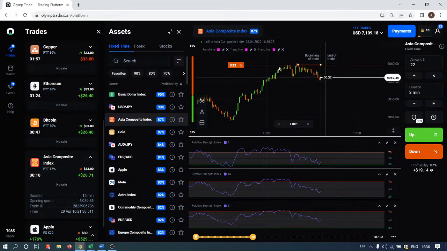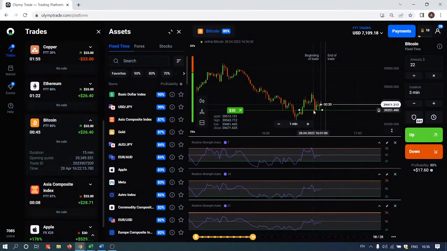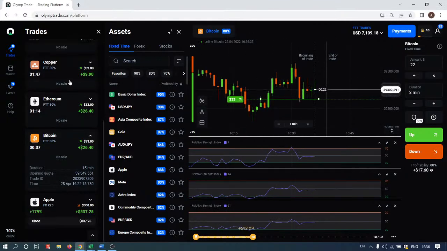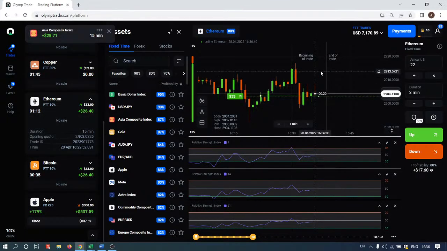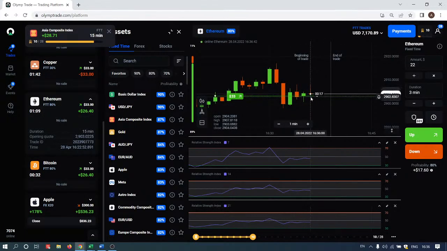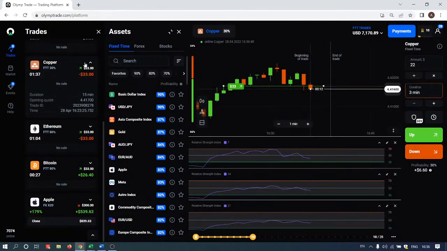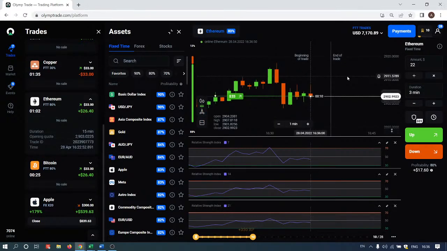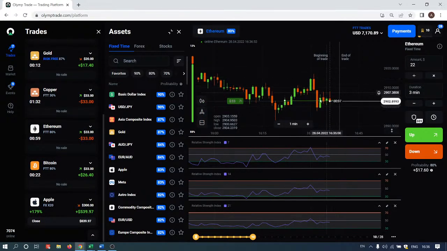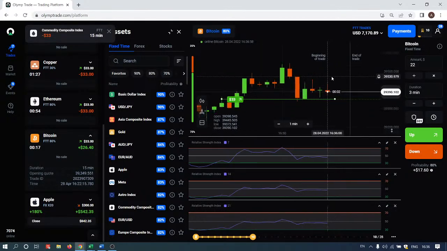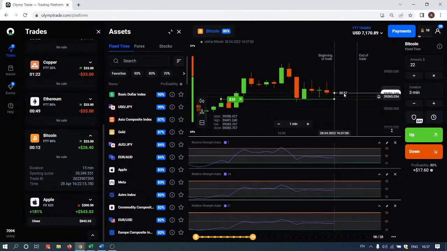Beautiful trade here. Asia Composite Index is closing with a profit. Bitcoin, 40 seconds to go. My 15-minute trade will be closing in 30, 35 seconds. Wow, Ethereum is close to the break-even point here. Uh-oh. So it kind of went up, stayed up, and then it went down. Okay, so Bitcoin, 20 seconds to go. Whew. Scary moment.